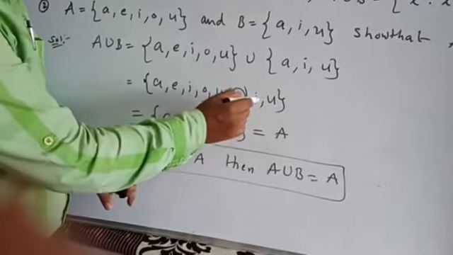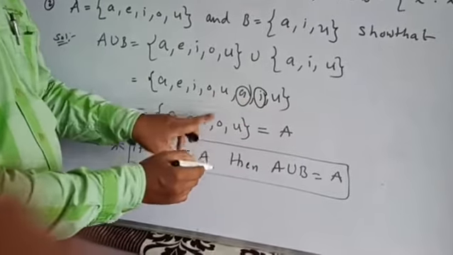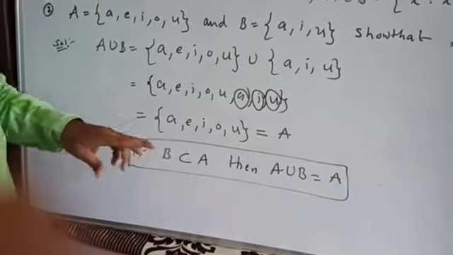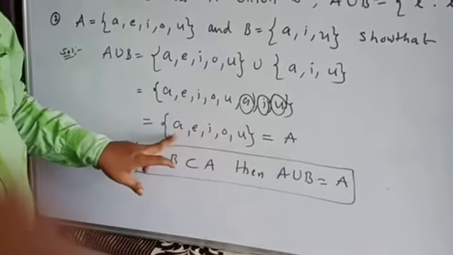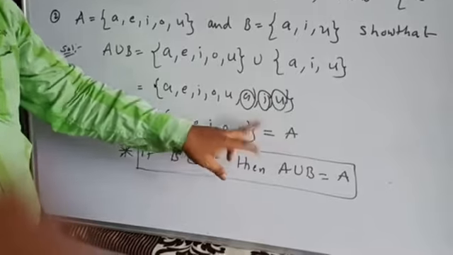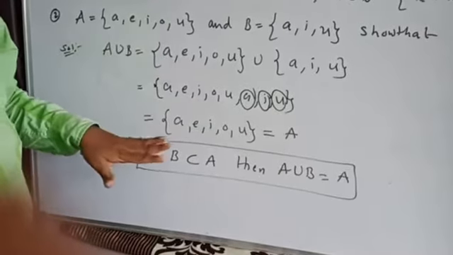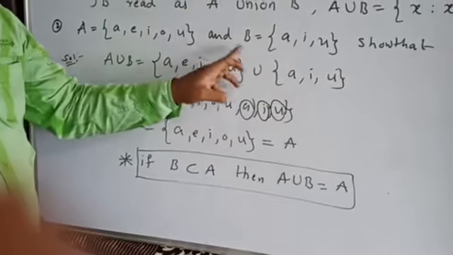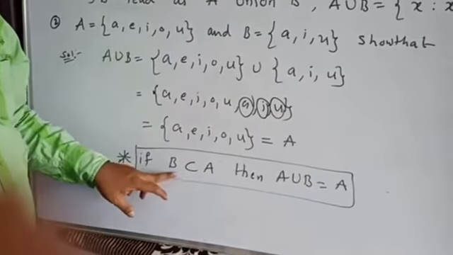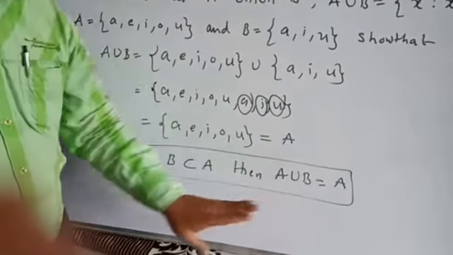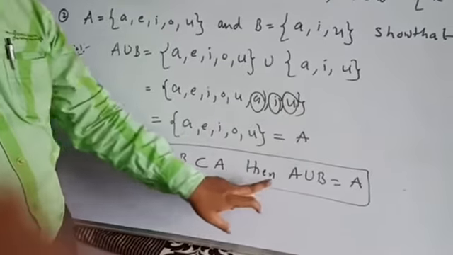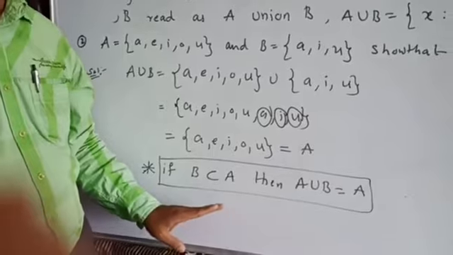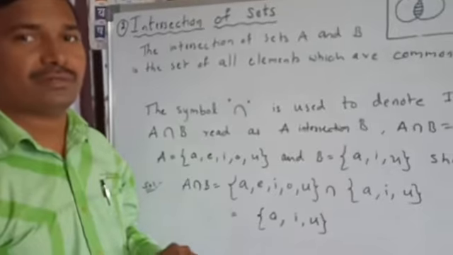i is also repeated two times, write only once. o, u are also repeated two times. So if any element is repeated, write it only once. What is {a, e, i, o, u}? That is the set A. Why? Because all the elements of B are in A. That is, B is a subset of A. Then A union B equals A. So if B is a subset of A, then A union B equals A. This is one property.